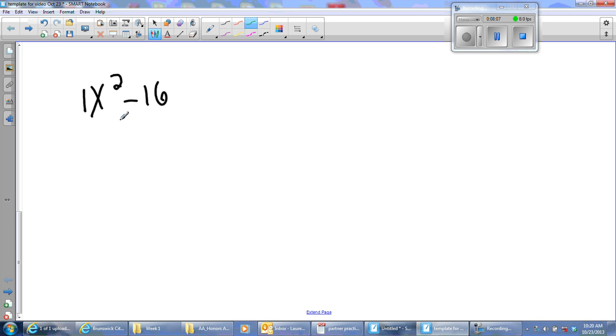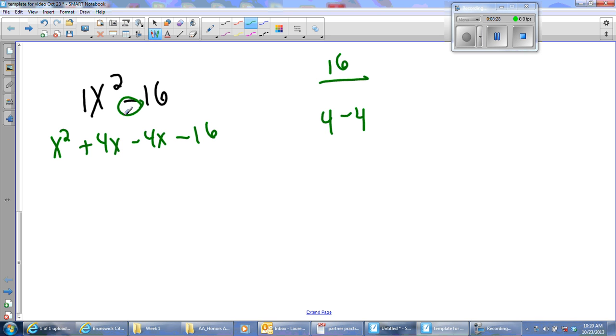Okay, so I'm still going to multiply the 1 times the 16. I'm going to need 2 factors of 16 that subtract to get 0. Well, hey, how about 4 minus 4? So I'm going to rewrite this as x squared plus 4x minus 4x minus 16. Yeah, that would give me 0, wouldn't it? Plus 4 and a minus 4. Now I'm ready to group.